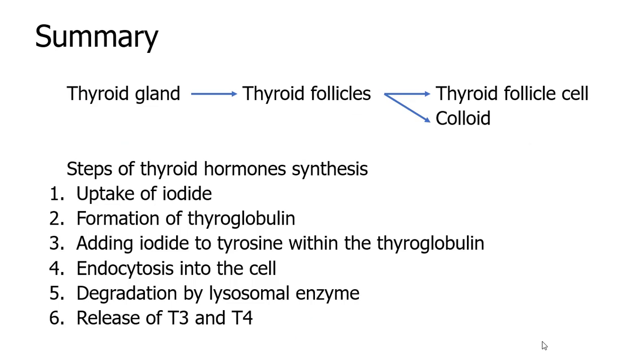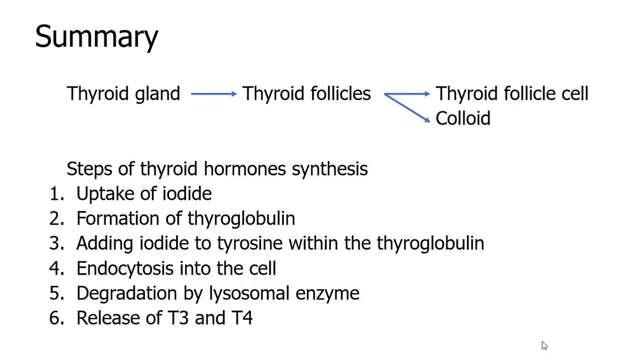To summarize, we have discussed the histological features of the thyroid gland, and we have learned that the thyroid gland is composed of various sizes of thyroid follicles, and that thyroid follicles consist of two components, that is the thyroid follicular cells and the colloid.